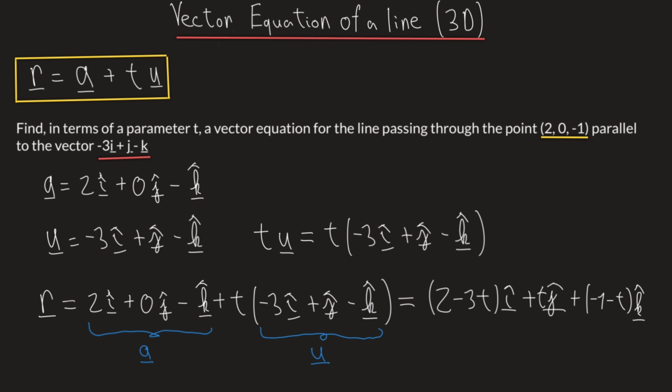Equivalently, we can write our vector equation of our line by factoring out each individual component, so the unit vectors. So for example, here in the i hat direction, I have 2, but I also have minus 3 that is multiplied by t, and therefore it features in this vector equation as 2 minus 3t. Similarly for j, we have 0 plus 1 times t, and so we have tj. And finally we have minus 1 k plus minus 1 times t in the k hat direction. So we just factor out the unit vectors.